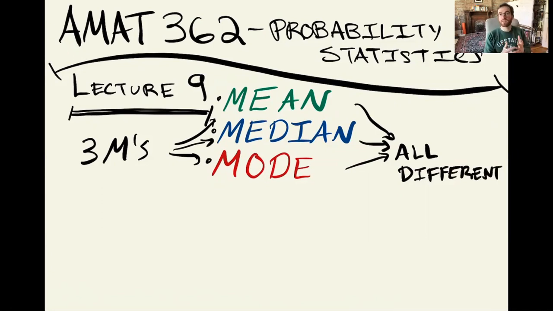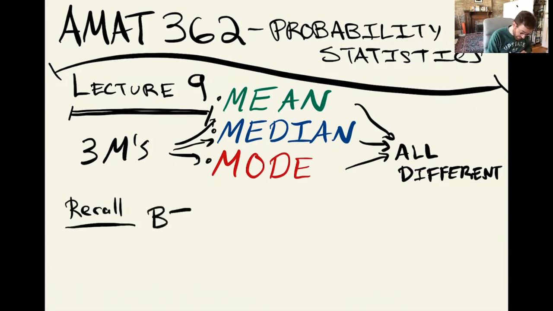I want to start by first going through some of the geometric distributions or random variables that we've already encountered in the last lecture, before we get to this more general discussion of mean, median, and mode. So let's recall from lecture 8. The first thing I want to recall is the binomial random variable.